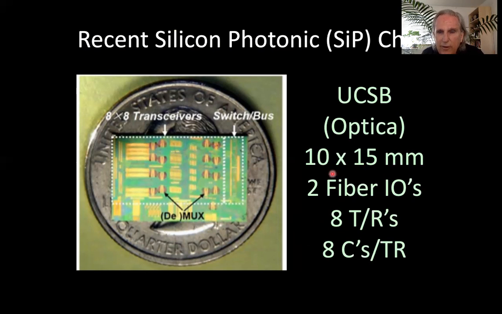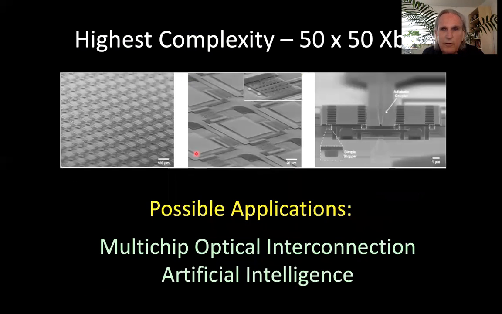It was pushing ahead. Again, the chip is 1 by 1.5 centimeters with 2 fiber IOs, but it has 8 transceivers and it's 8 channels per transceiver. So this is about where we can go. The highest complexity yet was this crossbar switch over here, where somebody made a 50 by 50 crossbar. That means it had 2,500 interconnection channels in it, 2,500 crossovers, and these boxes are probably the crossovers.